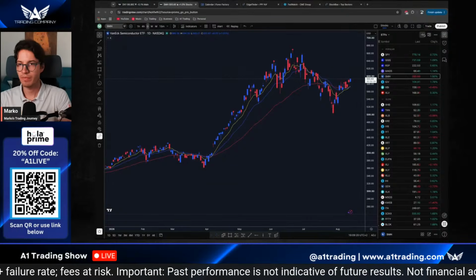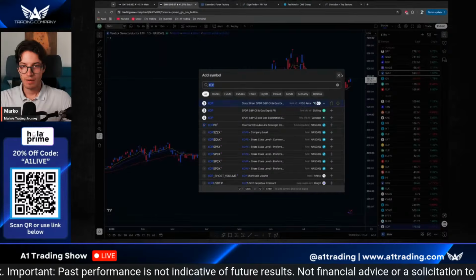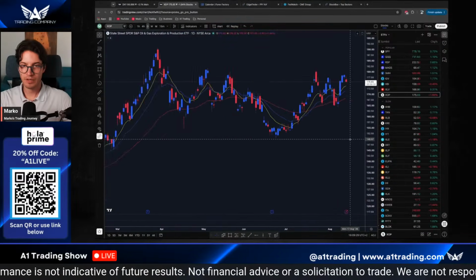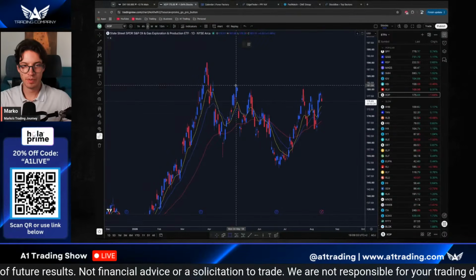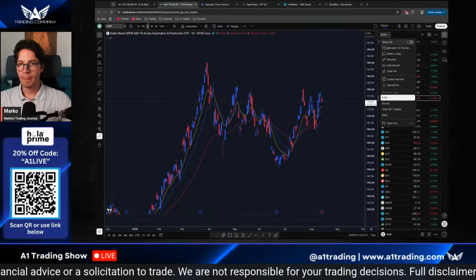No. XOP. Let's put it on there. XOP looks okay, looks healthy, looks fine. And there's a good resistance level here which could break out. So that's what I'm focusing on.